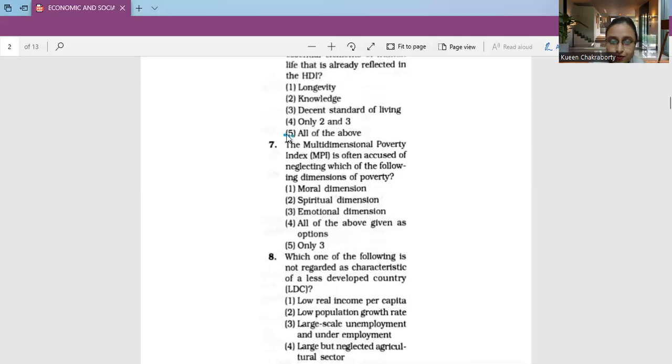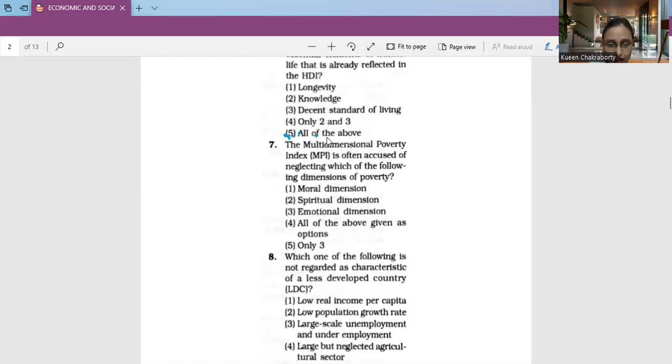Next, coming to the 7th question. The multidimensional poverty index, that is the MPI, is often accused of neglecting which of the following dimensions of poverty: moral dimension, spiritual dimension, emotional dimension, all of the above given as options, and only 3.